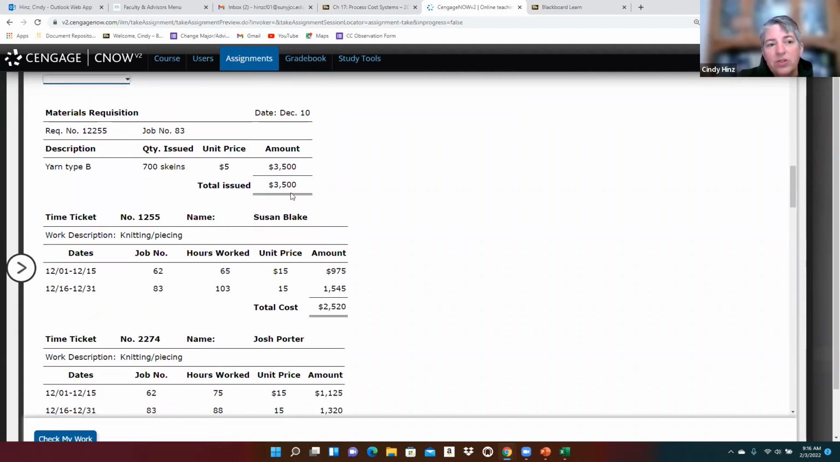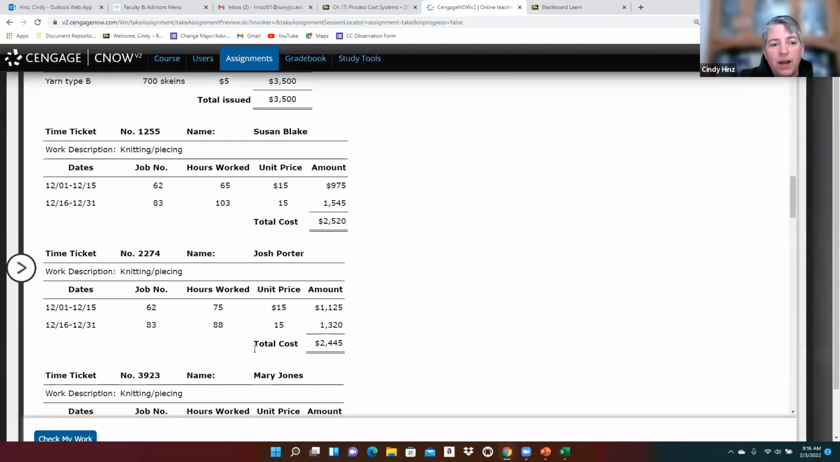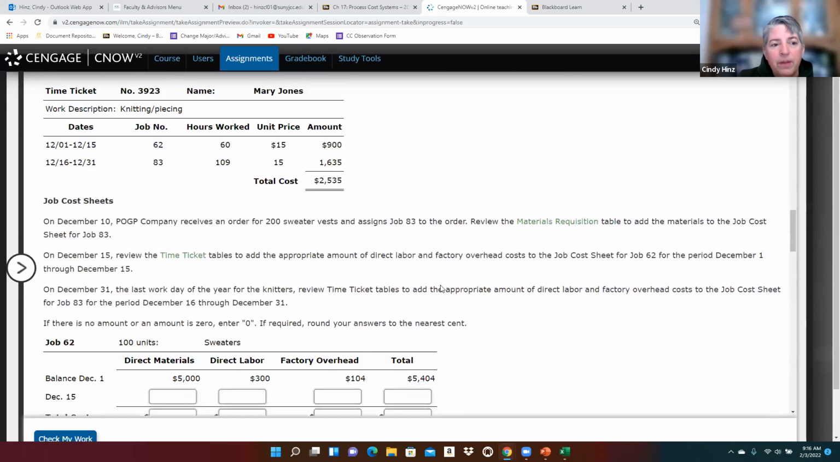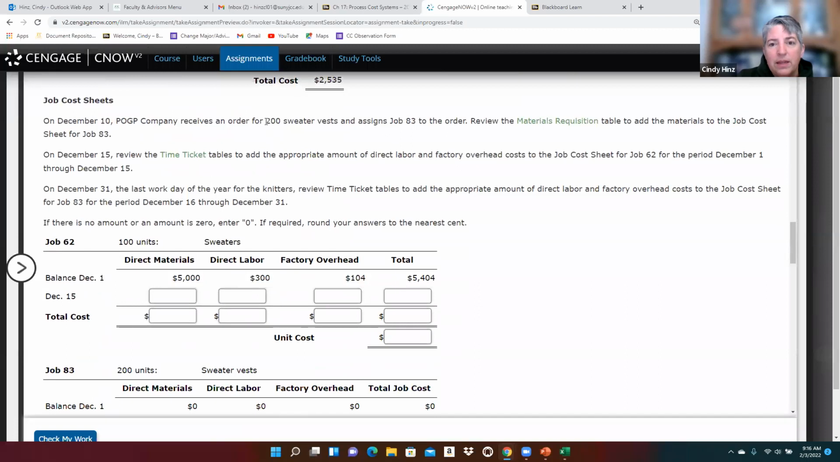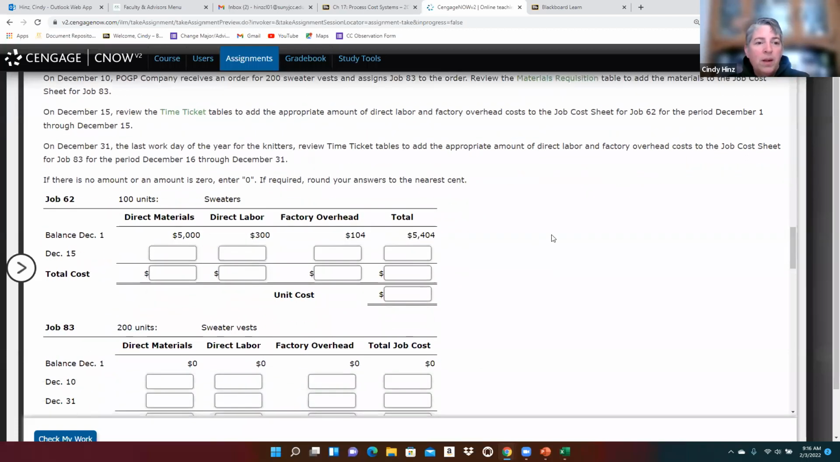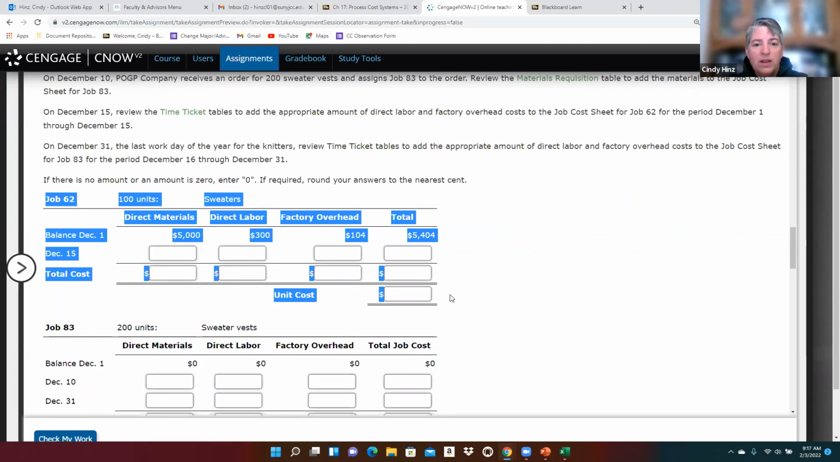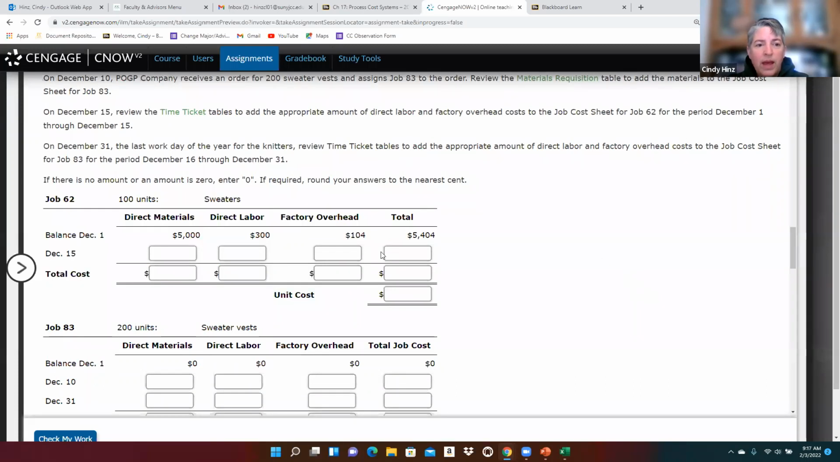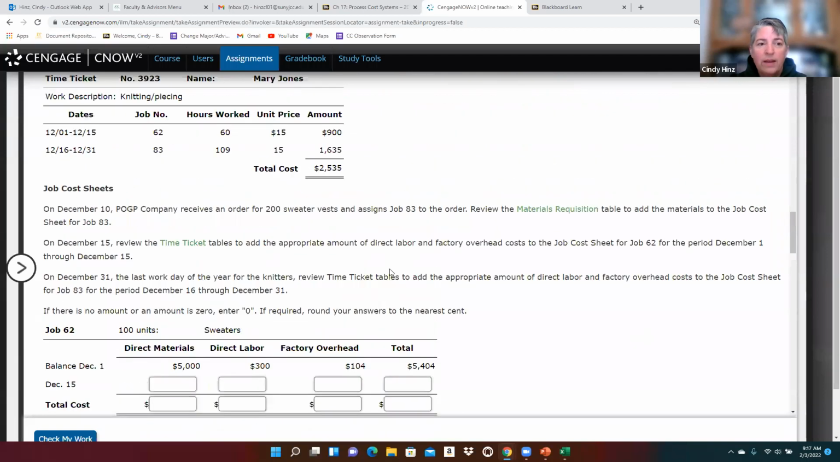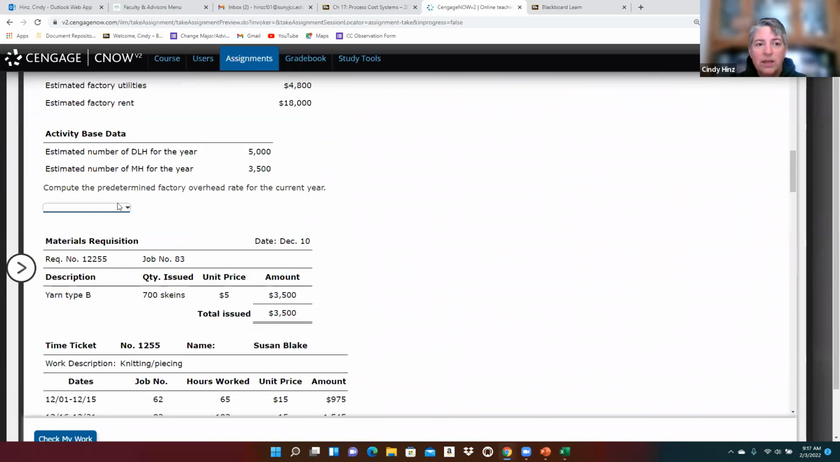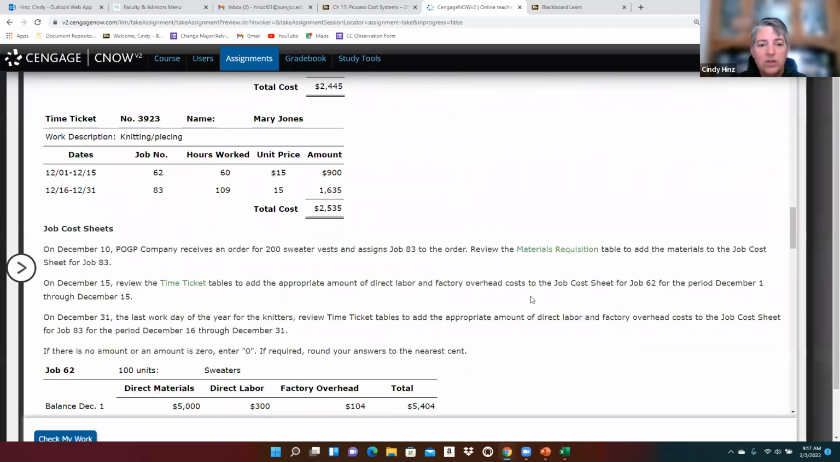It then goes through additional information about the materials, the direct labor, and gives you information about the specific jobs that were being worked, job 83, job 62. So you're going to be tracking, basically creating the job order cost card here, adding the direct materials, direct labor, allocating the overhead based on the overhead rate you calculated up here, that first thing you had to do.